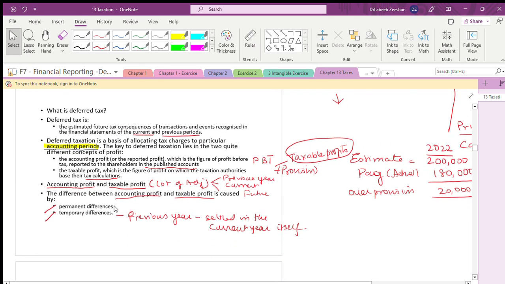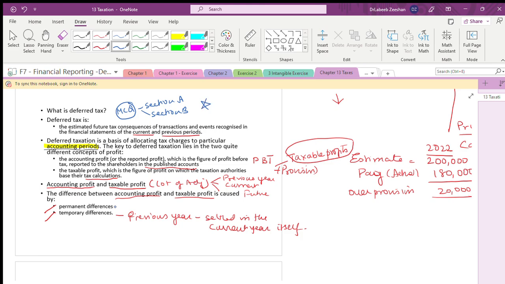What is deferred tax? Make it a point, they will ask you somewhere in the MCQ, both in section A as well as in section B. I am putting one asterisk mark here. When I put an asterisk mark in purple color, it means we have to be very specific on that. What is deferred tax?